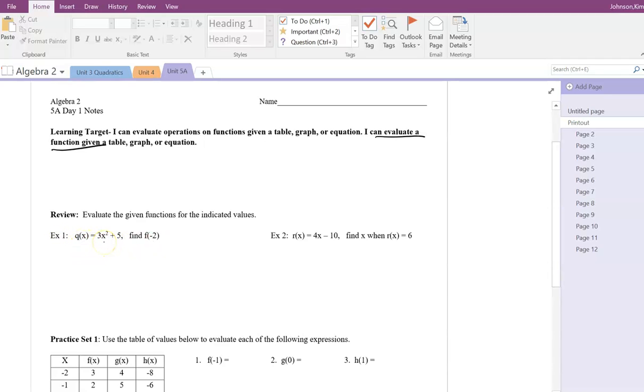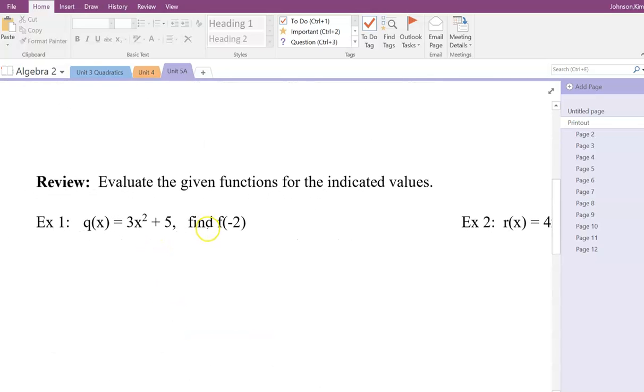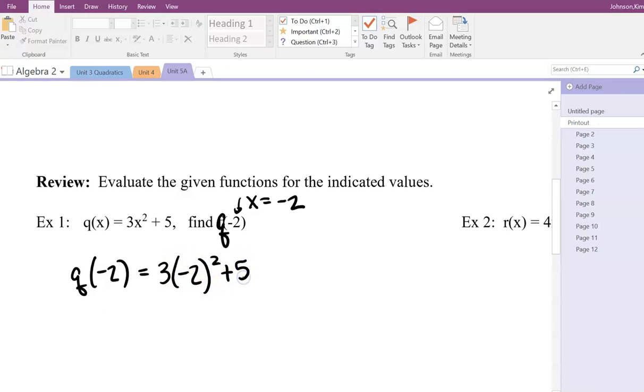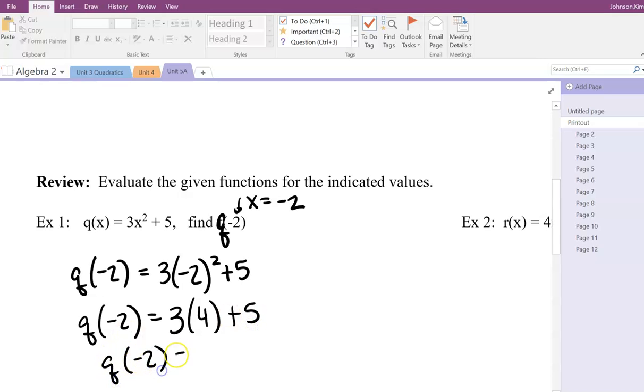I've got q of x equals 3x squared plus 5, and I want to find q of negative 2. Whoops, that's not written properly. So this is saying find the value of q of x when x is negative 2. So just put negative 2 in for x and see what we get out. So q of negative 2 equals 3 times negative 2 squared plus 5. Negative 2 squared is 4, 3 times 4 is 12, and 12 plus 5 is 17. So q of negative 2 is 17.